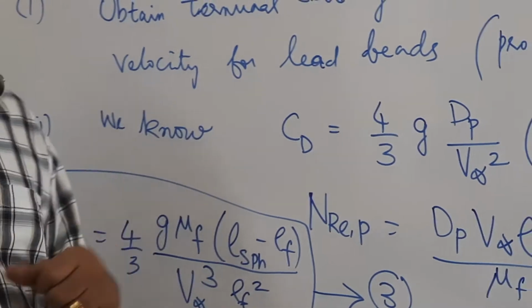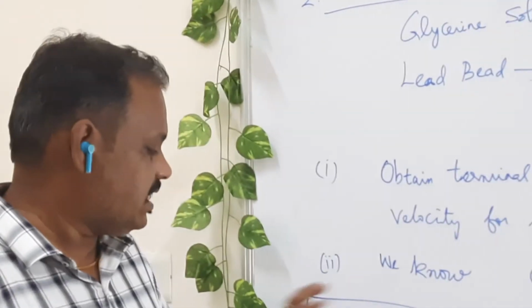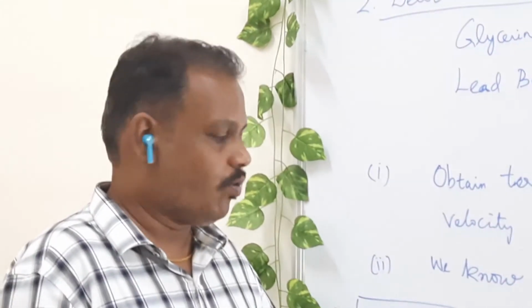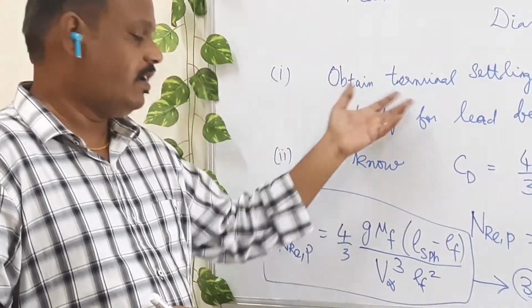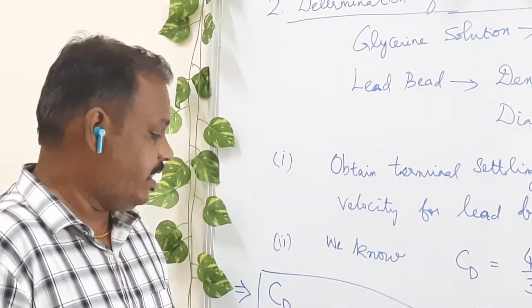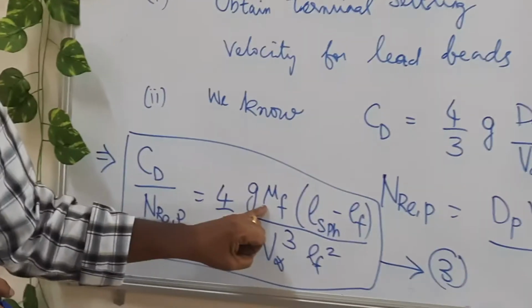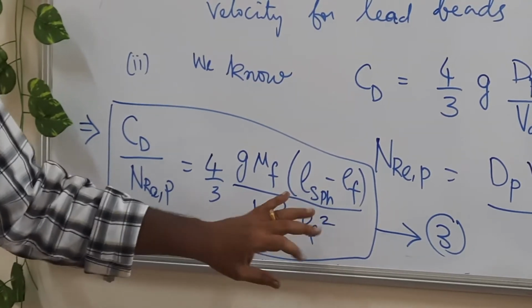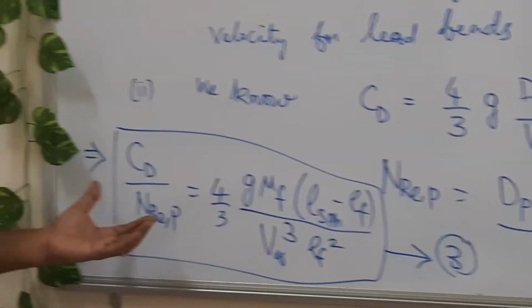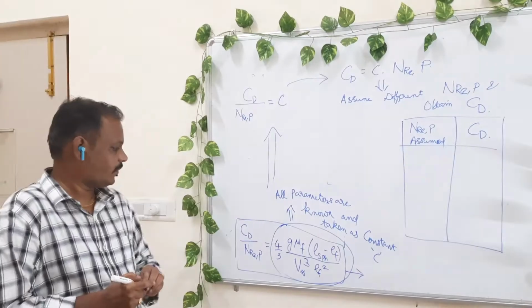So what is the beauty of this equation? In our case, the density of the fluid is known, the density difference is known, the viscosity of the fluid is known, the terminal settling velocity is obtained from the experiment for the lead bead, and the density of the fluid is known. So what are the parameters known here? Mu f, delta density, V infinity and rho f. All these data are known, and we can take CD by NRe as one single constant.